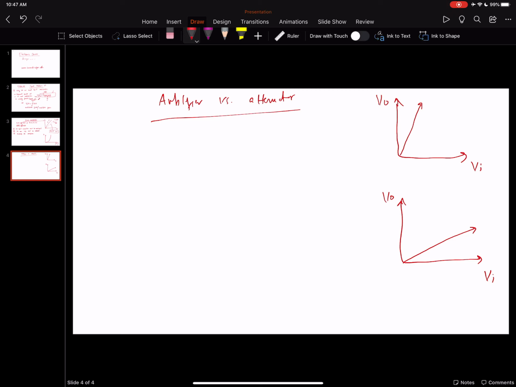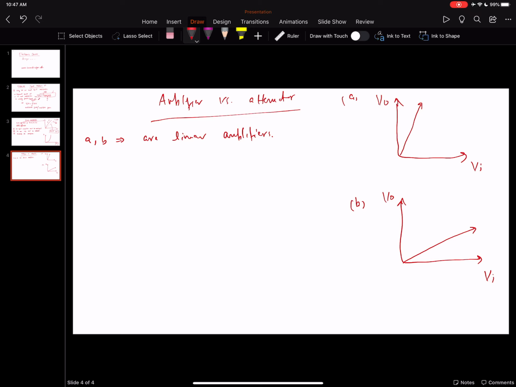Right, so I tried to draw both of these voltage relationships between input and output with straight lines. So at least I tried to make it look like a linear relationship. So both plots, A and B, are linear. A and B are linear amplifiers, right? Or at least they represent a linear amplifier. Second, if I look closely, which one is an amplifier and which one is an attenuator?